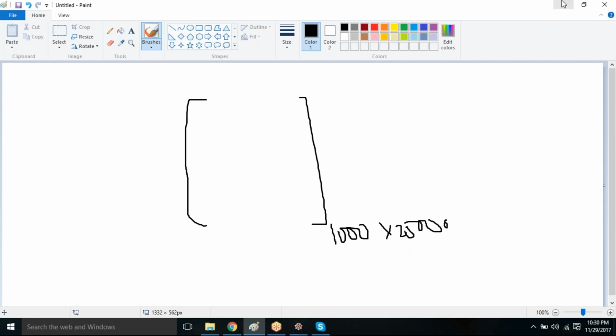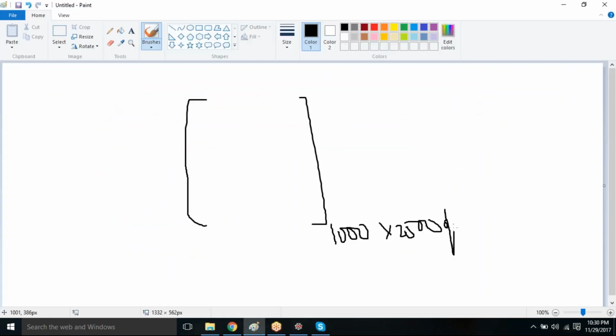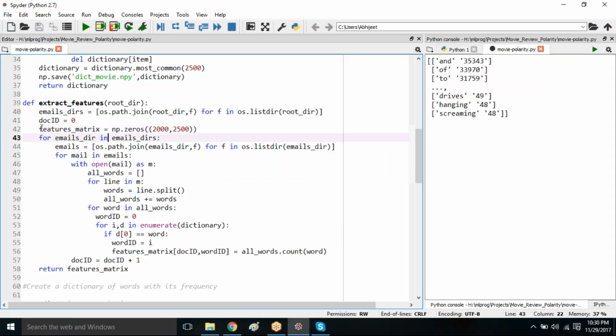Right, 1,000 into 20. So the same thing, I am making a feature vector matrix. How many? 2,000. This was actually not 25,000 words, this is 2,500 words only, the most frequent. Okay, 2,500. So you see how my feature vector matrix I am making now. What size am I making? We recently made the 2,000 into 2,500. So why 2,000?